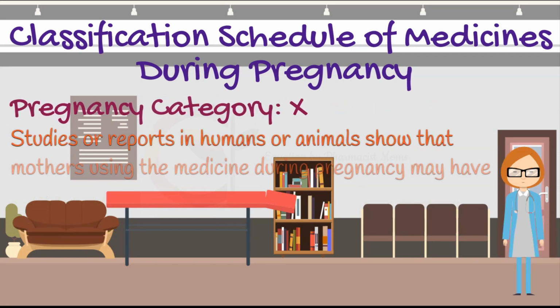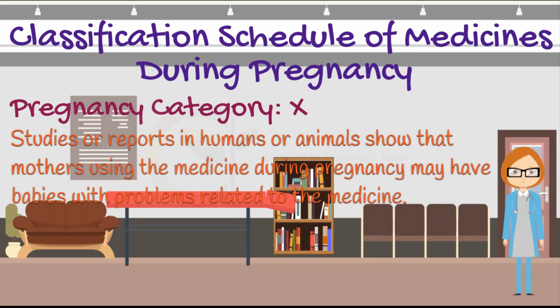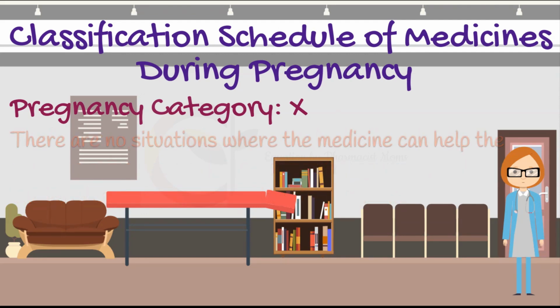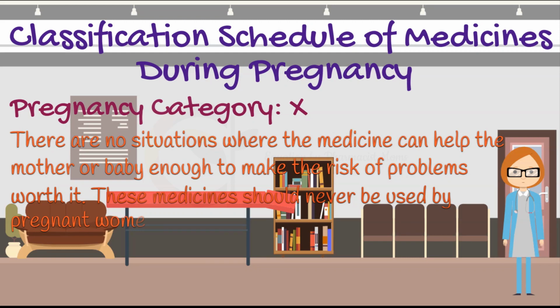Pregnancy category X. Studies or reports in humans or animals show that mothers using the medicine during pregnancy may have babies with problems related to the medicine. There are no situations where the medicine can help the mother or baby enough to make the risk of problems worth it. These medicines should never be used by pregnant women.